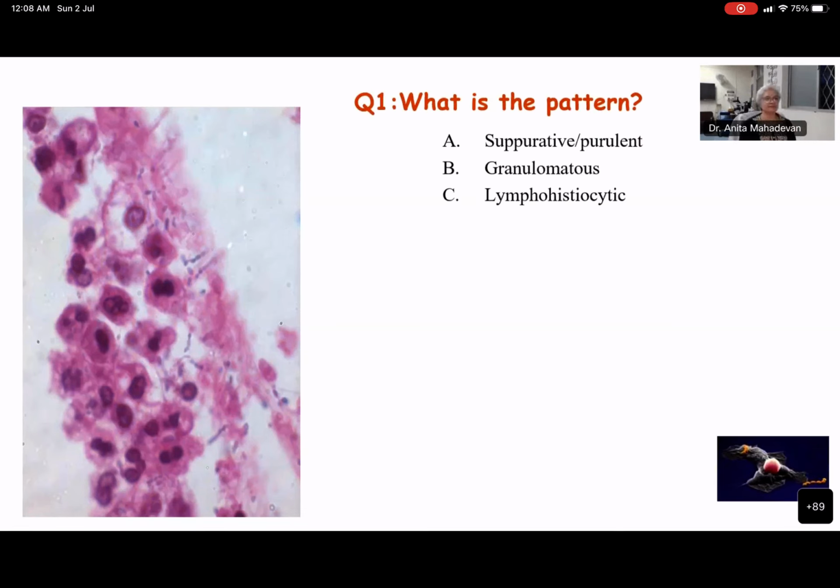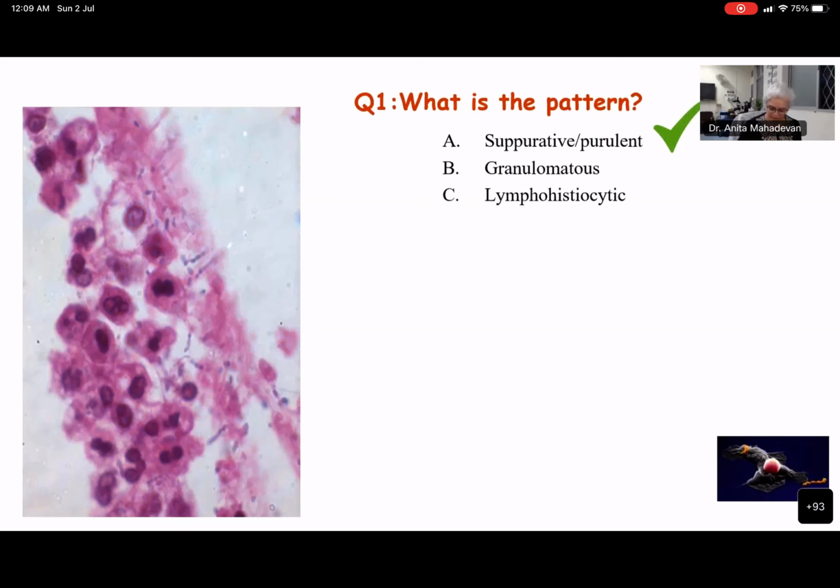Yeah, you have 3 choices. Do you think it's suppurative, granulomatous, or lymphohistiocytic? A, B, or C? C. Many groups in chat have answered C. Okay. And what does my group online say? A, ma'am. A, suppurative. Very good, because you're seeing a lot of polymorphs out here. So this is suppurative or purulent.